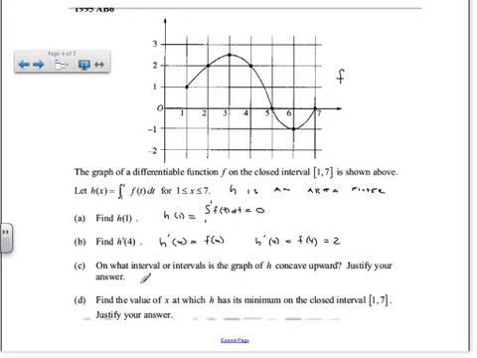Part C, on what interval or intervals is the graph of h concave up? Justify your answer. So again, we want to see when h prime increases. And since h prime is f, I can look up and see that that occurs from 1 to 3 and also from 6 to 7.